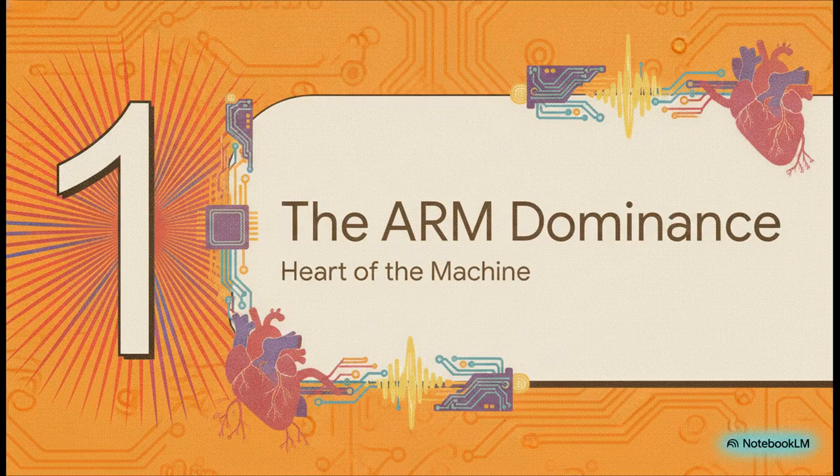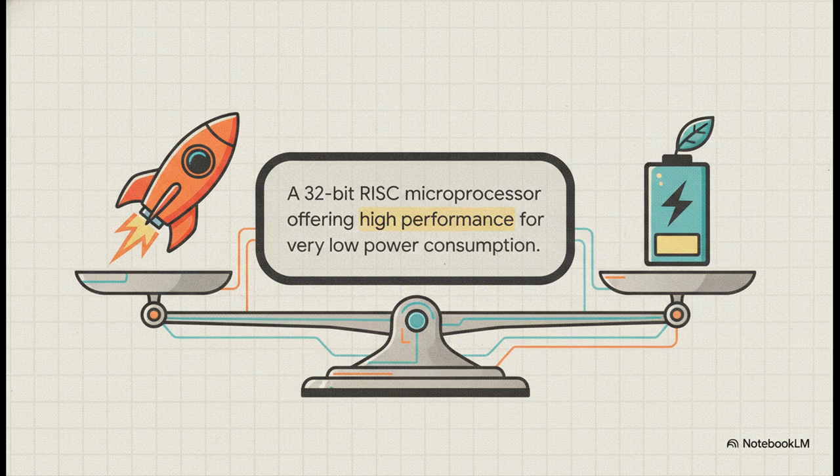All right, let's jump right into Section 1, the ARM dominance and why it really is the heart of the machine. Think of the ARM processor as the high-performance core. It's the absolute center of the system. Just like every organism needs a heart to pump life through its veins, in our technological organism, that heart is a highly specialized, optimized processor. Specifically, we're looking at the ARM7 TDMI. Now, this is a member of the Advanced RISC Machines family, and RISC just stands for Reduced Instruction Set Computer.